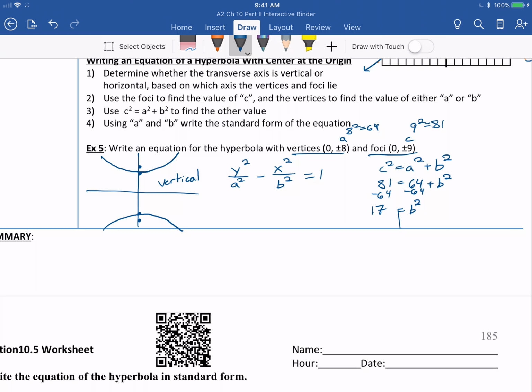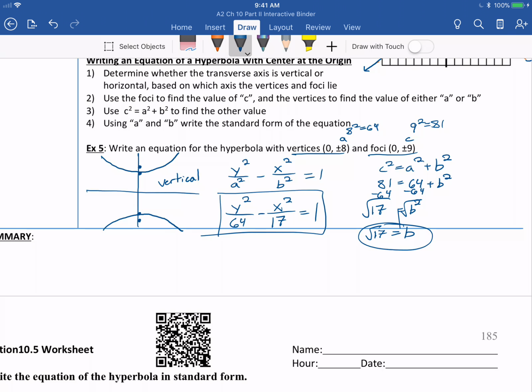Ooh, that's kind of weird. Now I got to square root both sides, so the square root of 17 is equal to my b. All right, so now when I plug it in here, I actually have to square it, so that's kind of the nice thing about this. Now I have my y squared over my a squared, which is 8 squared, which is 64, minus x squared over my b squared, which we just found here. My b is square root of 17, so my b squared is just 17, is equal to 1. Okay, so that one's a little bit trickier. You got to take the information that you're given, determine, hey, is it horizontal or is it vertical? What does your equation look like? And go on from there.